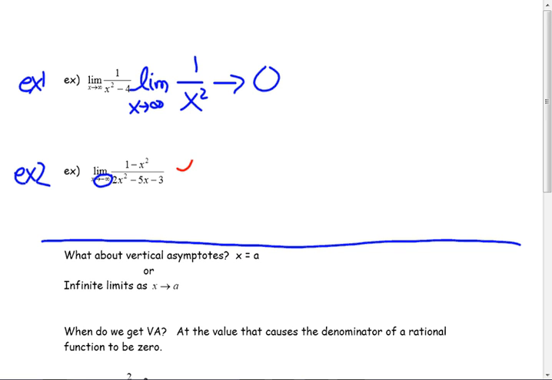So what's the numerator going to be? What's this look like? This is negative x squared. And the denominator, I'm not going to look at that. Looks like positive 2x squared. Oh, what's the answer? Negative 1/2. You see what I do? I just think my way through it.